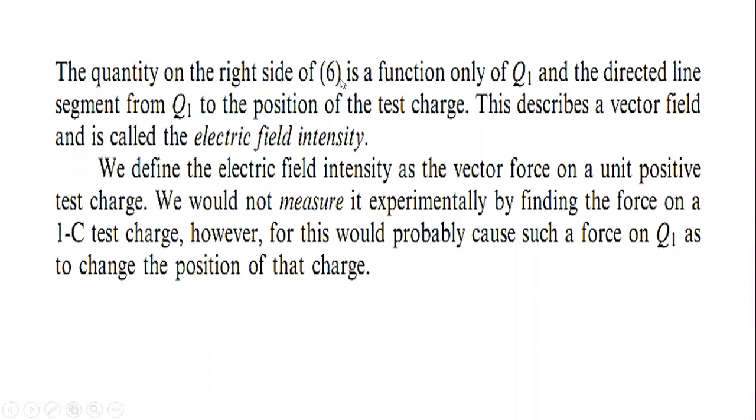So the quantity on the right hand side is a function only of Q1 and the directed line segment from Q1 to the position of the test charge. This describes a vector field and is called the electric field intensity. We define the electric field intensity as the vector force on a unit positive test charge. We would not measure it experimentally by finding the force on a 1 coulomb test charge, however, because this would probably cause such a force on Q1 as to change the position of that charge.